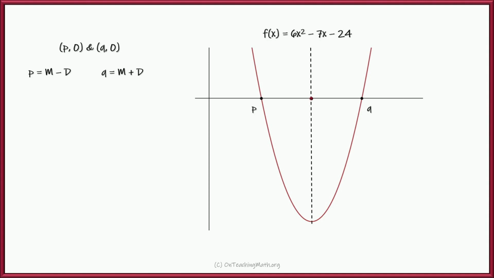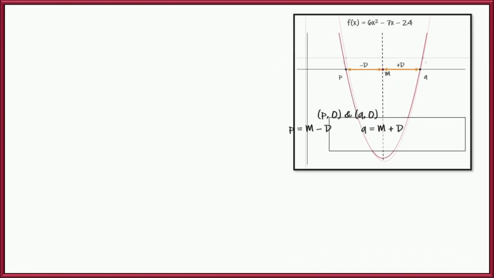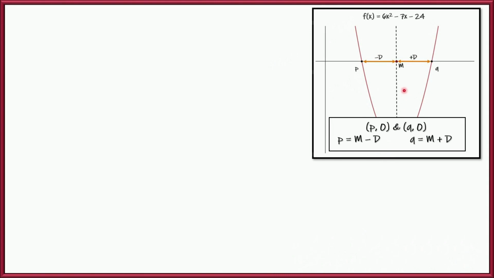Now, M is the midpoint. It's right there in the middle. And D is the distance to either side, right? So let's tuck that away. Let's give our visual representation so that we always know what we're talking about. That's our goal. We have to figure out what M is and what D is so we can find them.